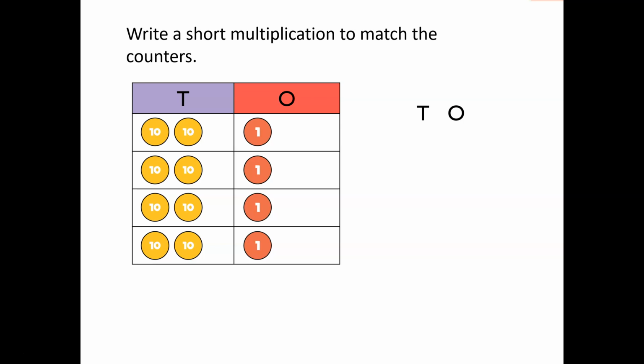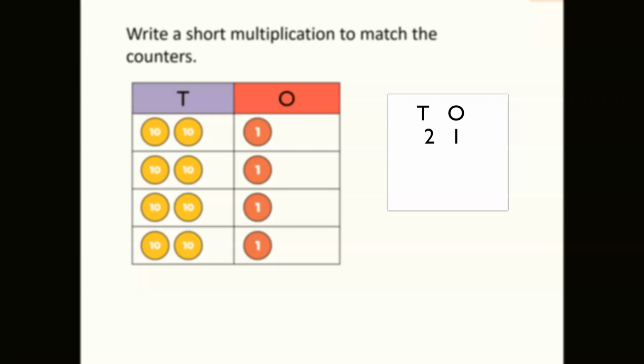So writing the formal method, we record the tens and ones: 2 tens and 1 one. Write down our sign and then the number we are multiplying by. So we are multiplying 24 by 4. Draw our two lines and that gives us our answer space.